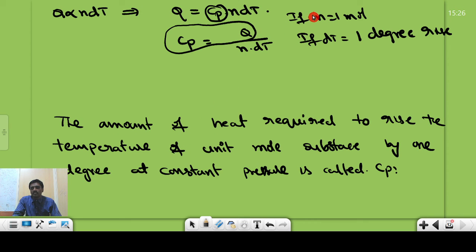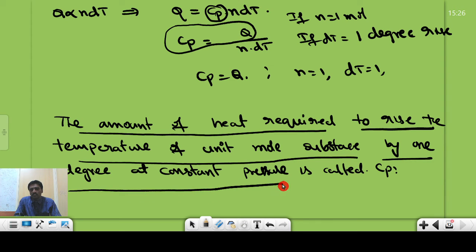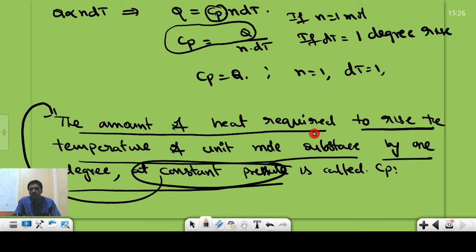Cp is equal to Q when n is equal to 1 and ΔT is equal to 1. That is, the amount of heat required to raise the temperature of a unit mole of substance by 1 degree at constant pressure is called Cp. Let me say it one more time: at constant pressure, the amount of heat required to raise the temperature of a unit mole of substance by 1 degree is called Cp. So that is the Cp value.